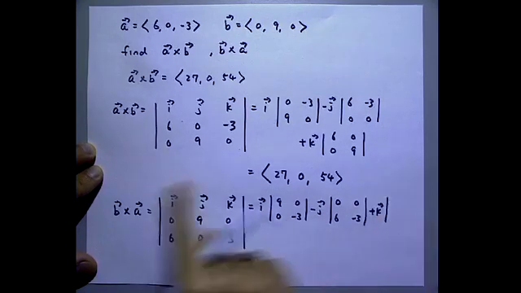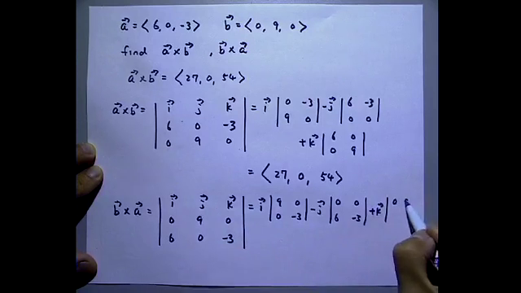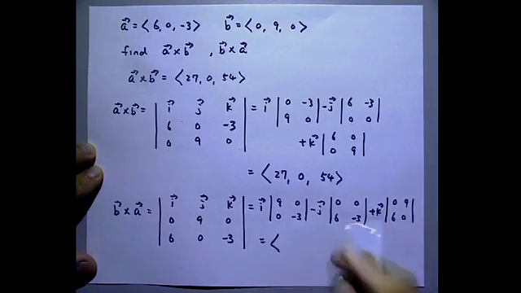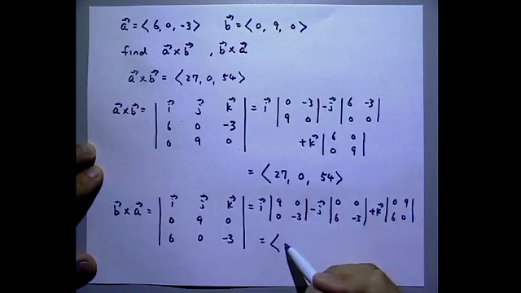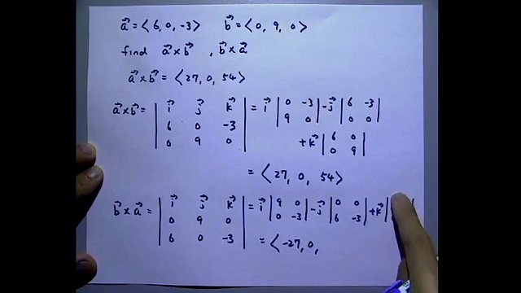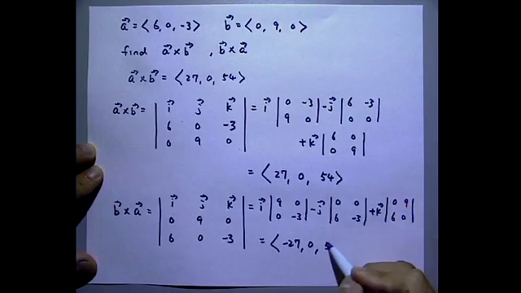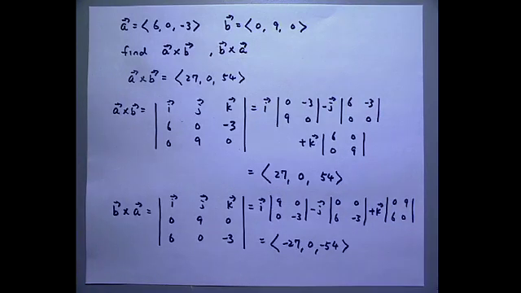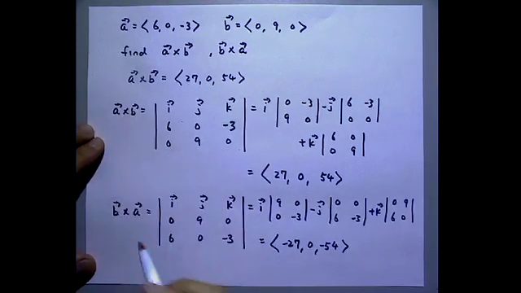And last guy here, 0, 9, 6, 0. So we get negative 27 minus 0, nothing. 0 minus 54, so negative 54. Got that? Yep. Good. And what we found out here is always true.